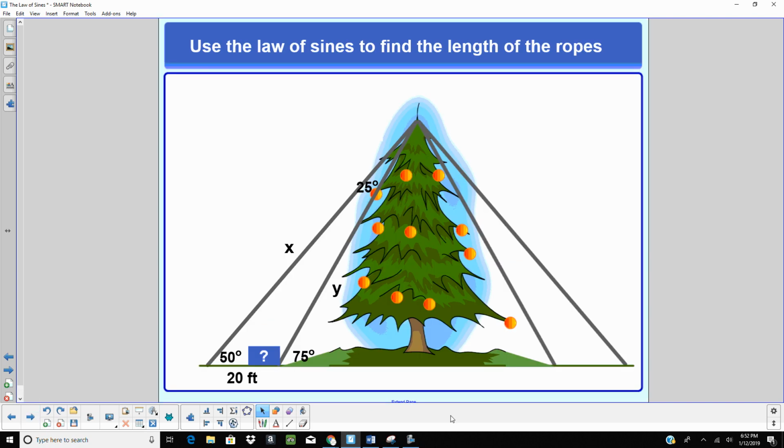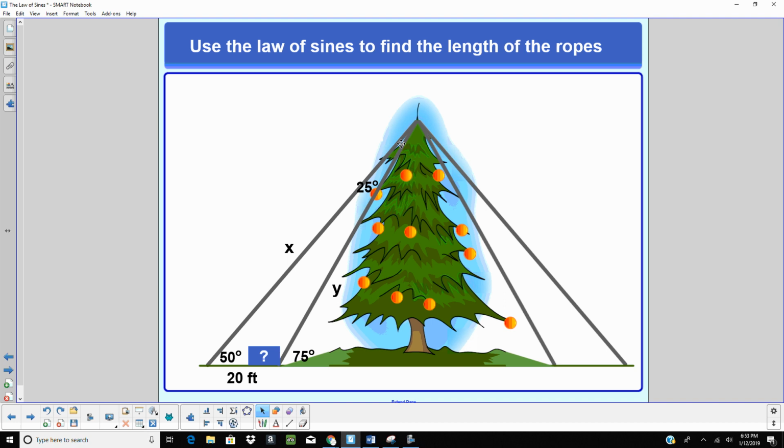All right, everybody's favorite, word problems. We want to use the law of sines to find the lengths of the ropes. I looked at this tree and it looks like there's oranges growing on a pine tree, which seems a little weird, but I'm going to let that one go.